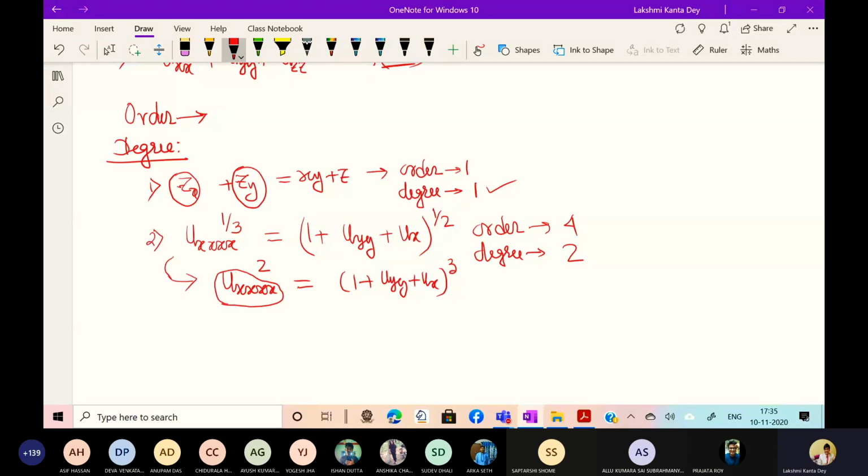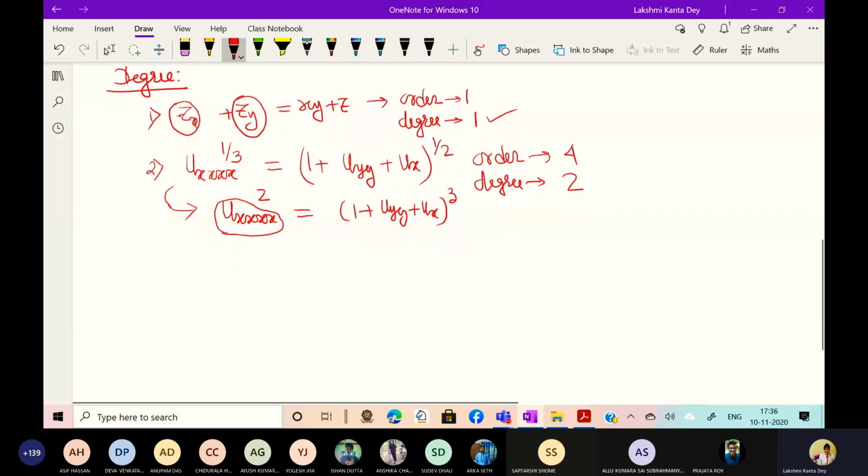Understand, or any ambiguity here? Though 3 is more, 3 is not the degree of the highest order partial derivative. Clear? Understand why it is not 3 but it is 2? Yes, sir. Very good. I think no need to give more examples on this particular topic.